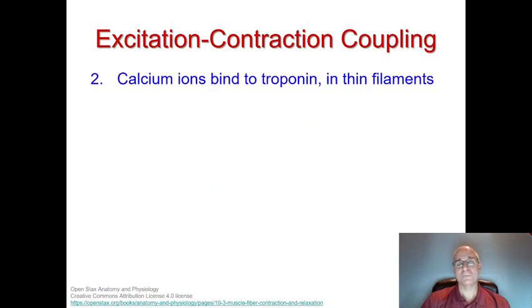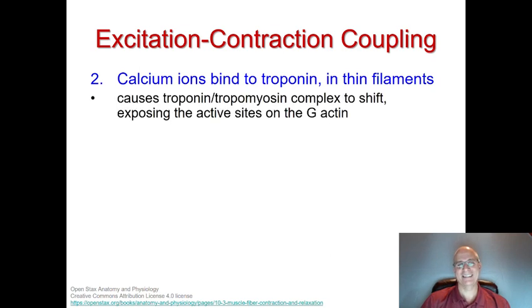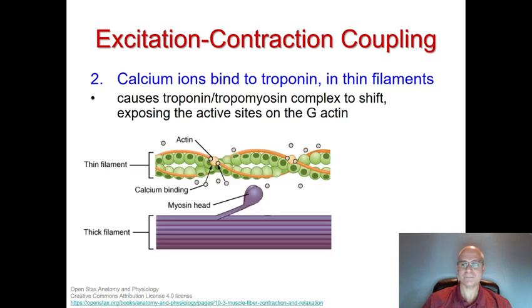Step number 2. Those calcium ions are going to bind to the troponin in the thin filaments. And that's going to cause, so this is crucial, when calcium binds to troponin, that troponin is going to change shape a little bit. And by changing shape, it's going to cause the troponin-tropomyosin complex to shift a little bit. And when that troponin-tropomyosin complex shifts, it's going to be exposing the active sites on the G-actins.